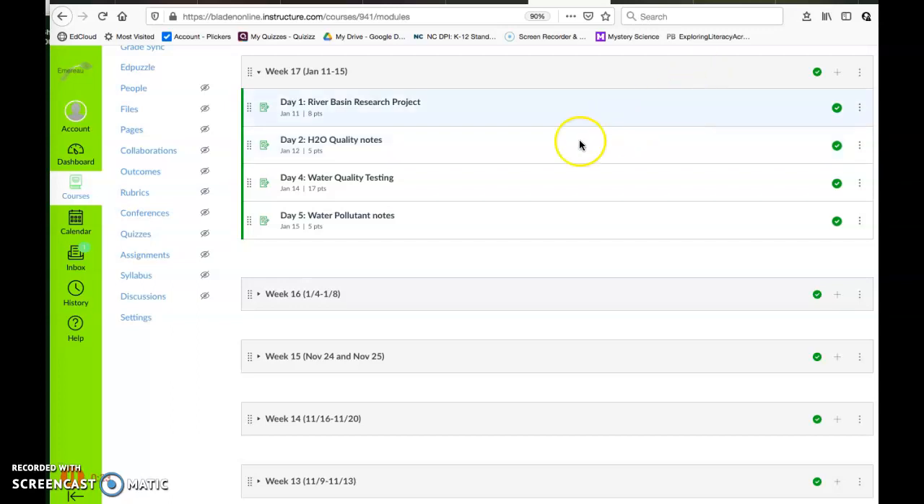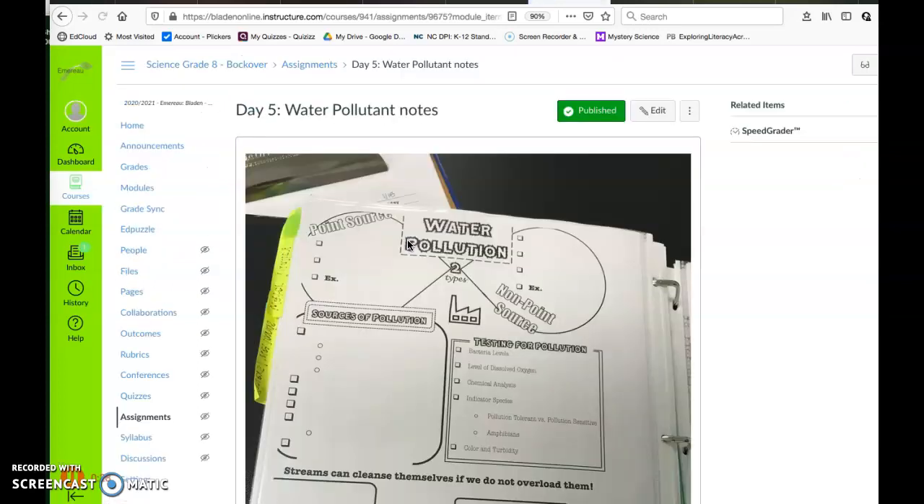So today we're going to talk just a little bit about water pollutants and think about why our water might show different testing levels.